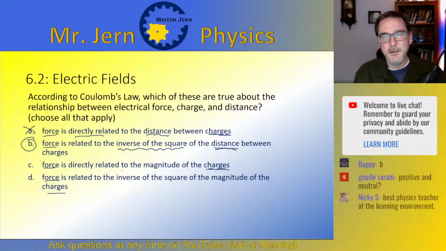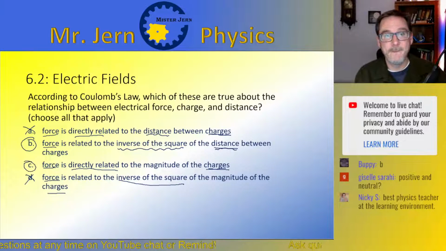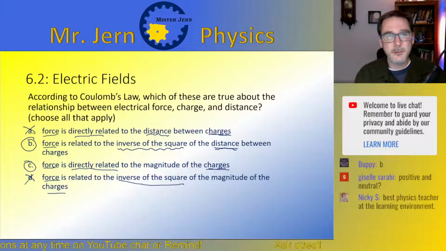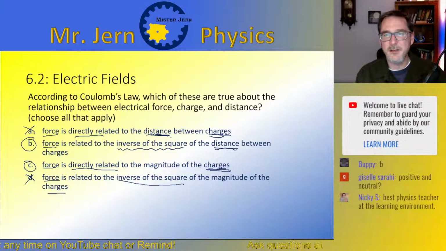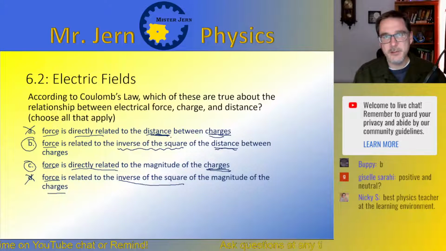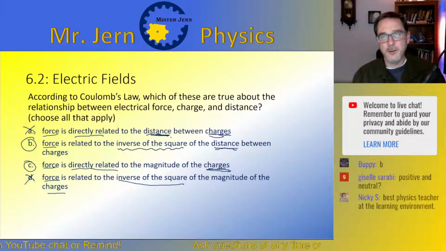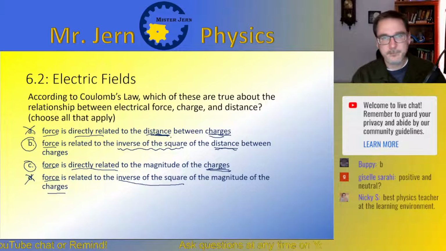Okay. So is charge directly related to the magnitude of the charge, or is it related to the inverse square? Well, charge is not inverse square, so it's not D. Charge is directly related, so it's C. So look for those little key words. Charge and distance together is sort of a weird thing when we're asking about these. When you see a wall of text, a lot of reading, look for little clues like this.